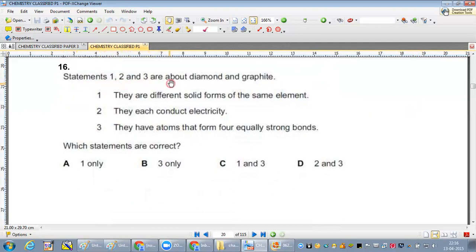Now statements 1, 2 and 3 are about diamond and graphite. Okay, diamond, I want you to draw the structure of diamond.